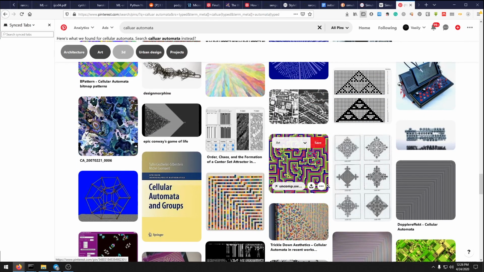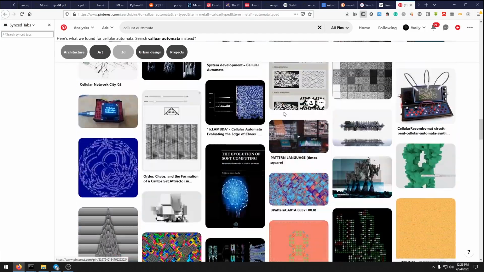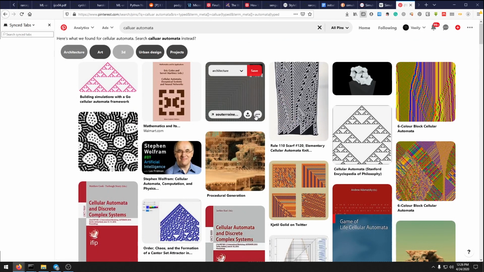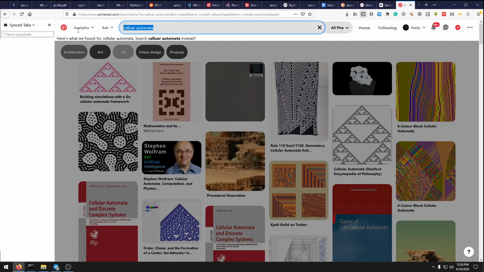The father of Cellular Automata, the one who invented it, died around two weeks ago from the virus. He was quite old already. Anyway, so this is one of the ways.